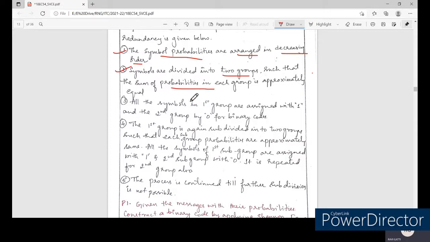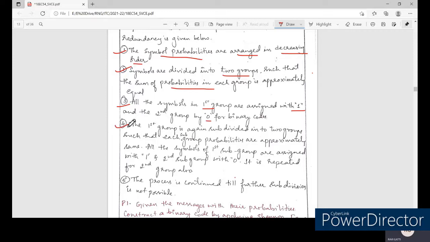Okay, the next step is that for the first group you are going to assign the code word 1, and for the second group, for all the symbols, you are going to assign the binary value 0 for that code. So this is what you do in the third step.